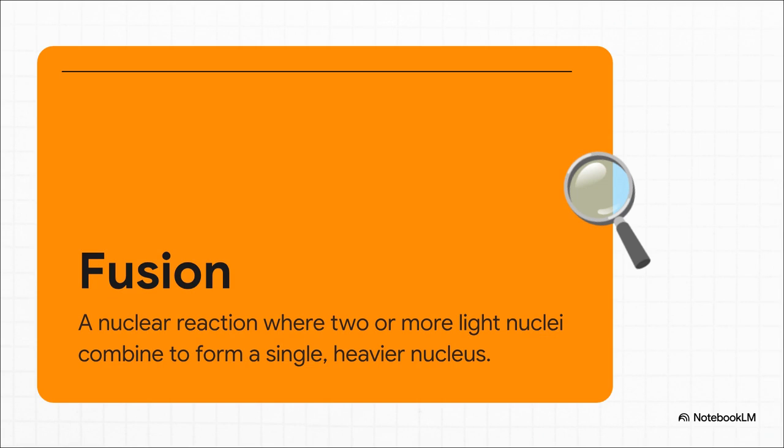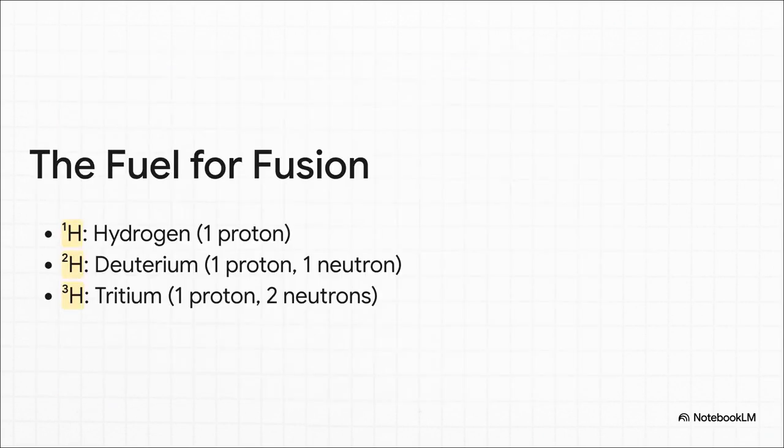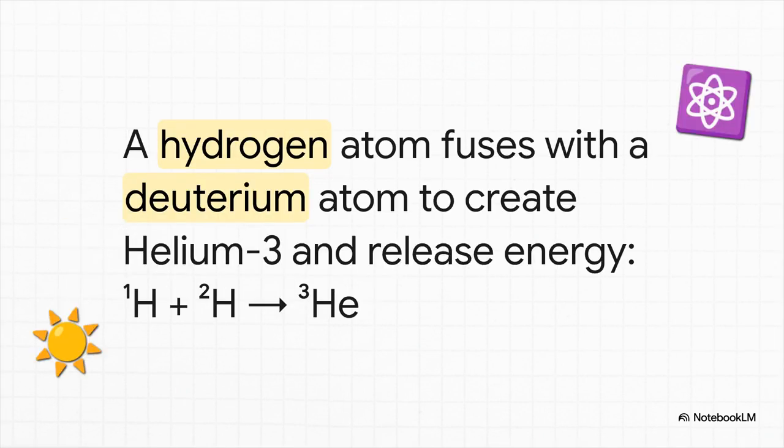releasing an even greater amount of energy. The main fuel for fusion comes from the lightest, most abundant element in the whole universe, hydrogen. But specifically, we use its isotopes, deuterium, which has one extra neutron, and tritium, which has two. So, for example, a simple fusion reaction might involve a regular hydrogen atom fusing with a deuterium atom.